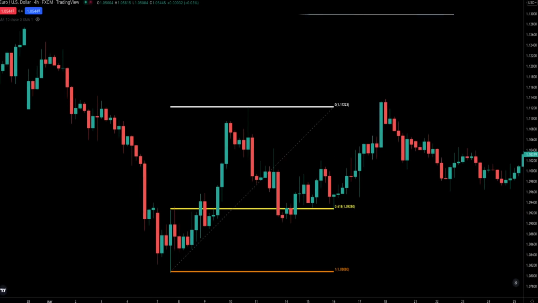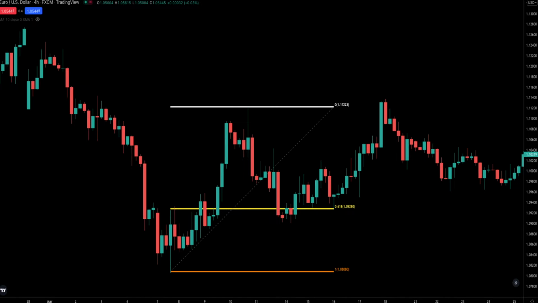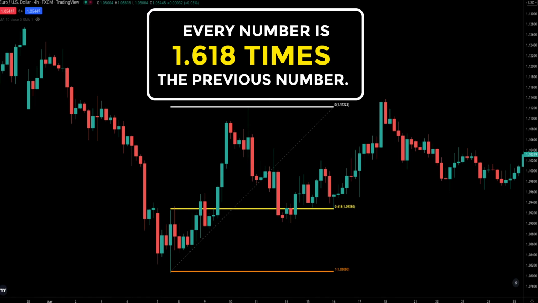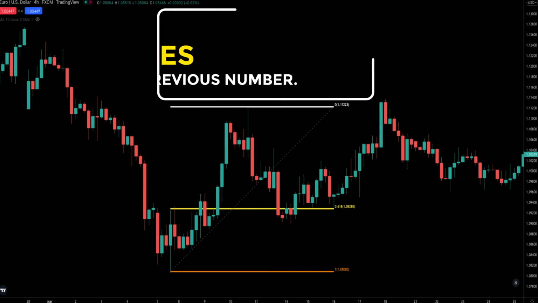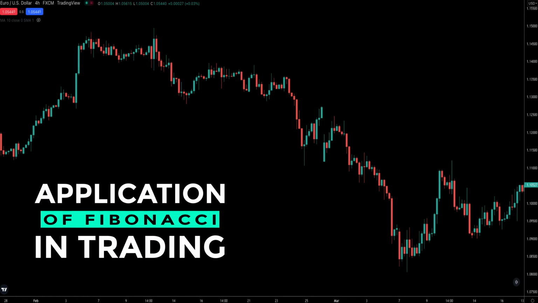So this led to some analysts believing that the prices of financial assets might correlate with Fibonacci. Every number in the Fibonacci sequence is 1.618 times the previous number. And that is also why the 1.618 is called the golden ratio. I've spoken about this multiple times on this channel because this is very significant in trading. But you will learn more about it later in this video. With that being said, let's start by discussing the applications of Fibonacci to trading.